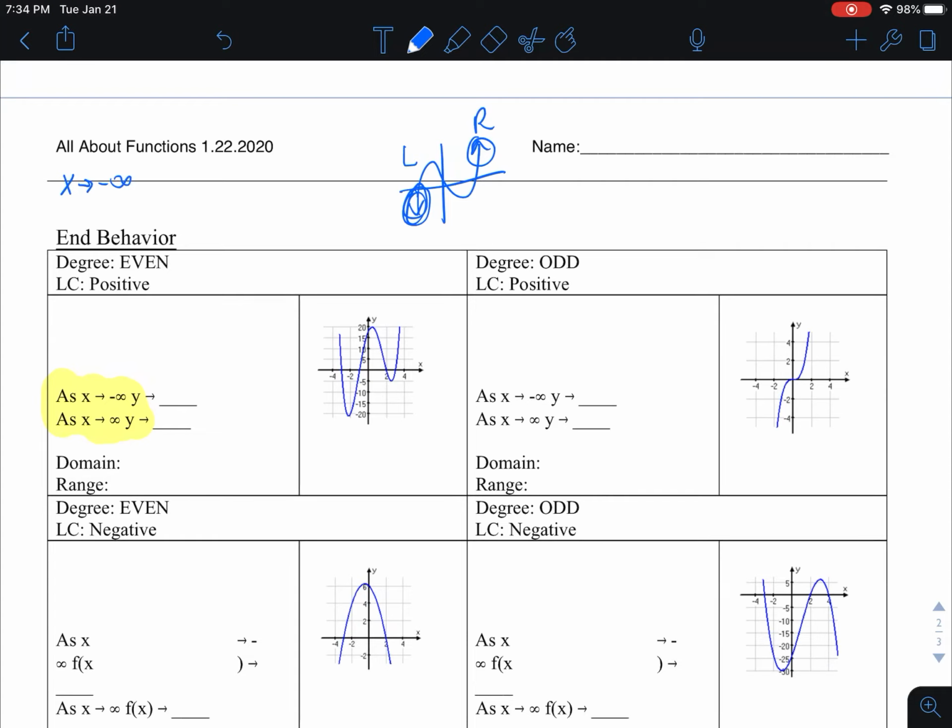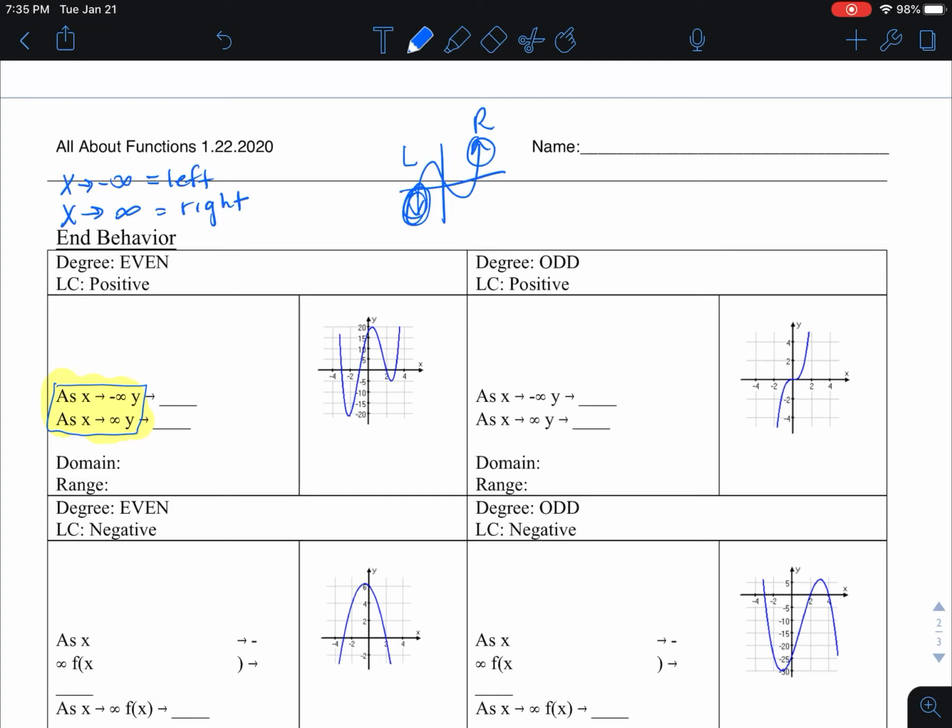So as x goes to negative infinity, that means the left-hand side. And when we say as x goes to positive infinity, we mean the right-hand side. That's all that means. That's going to be standard on all of your end behavior questions. Sometimes it's given to you, like down here in the boxes, and sometimes you'll have to write it out. Just understand that that never changes. It's always the same thing every single time.